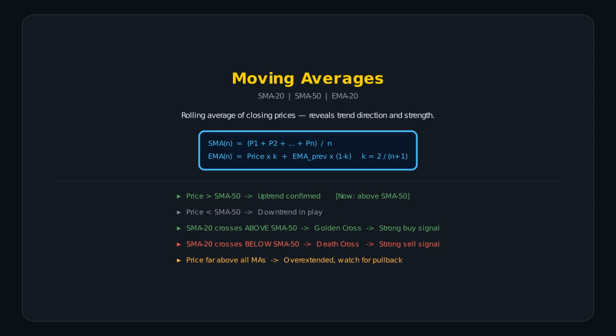A simple moving average smooths price noise by averaging the last n closing prices. SMA 20 tracks the short-term trend. SMA 50 tracks the medium-term trend. The exponential moving average gives more weight to recent prices, so it reacts faster to new information. The key rule: when price is above the 50-period average, the trend is up. When below, the trend is down. A golden cross, the fast average crossing above the slow one, is one of the strongest buy signals in technical analysis.